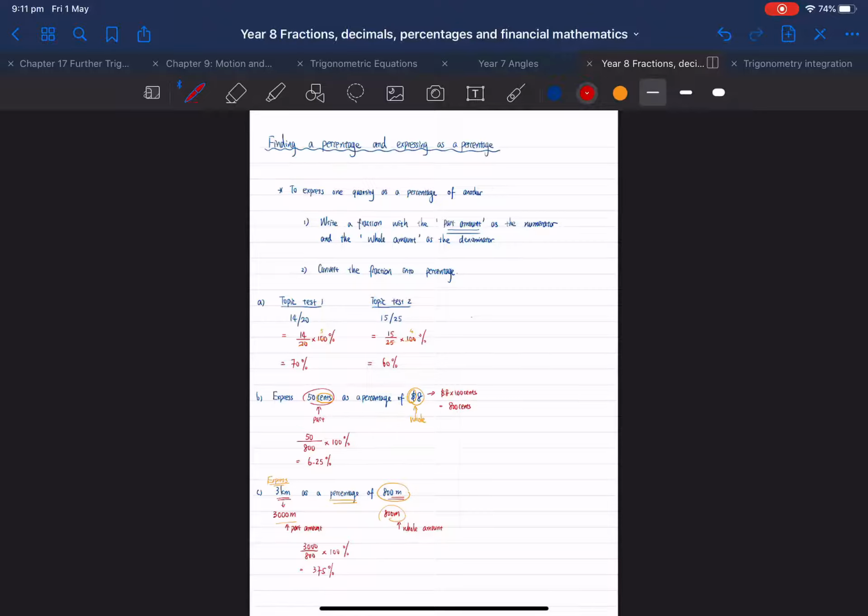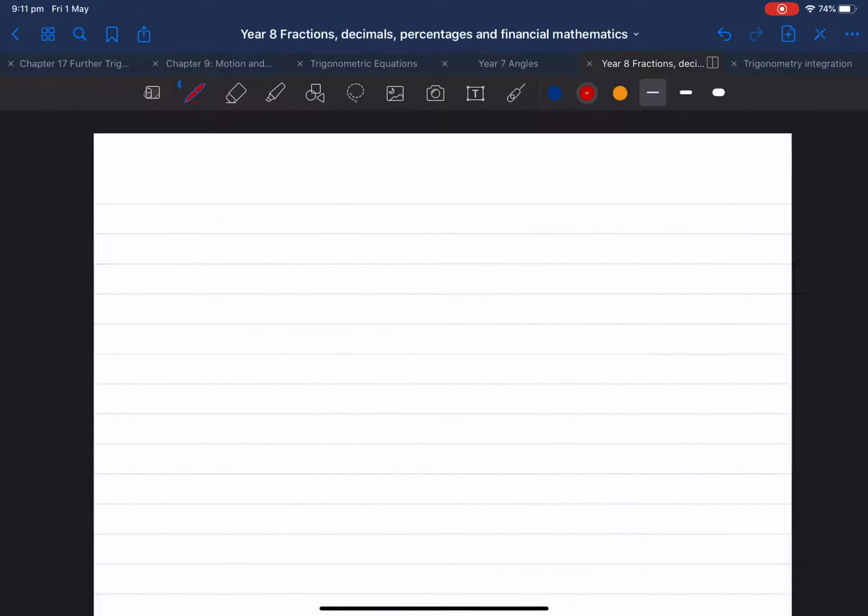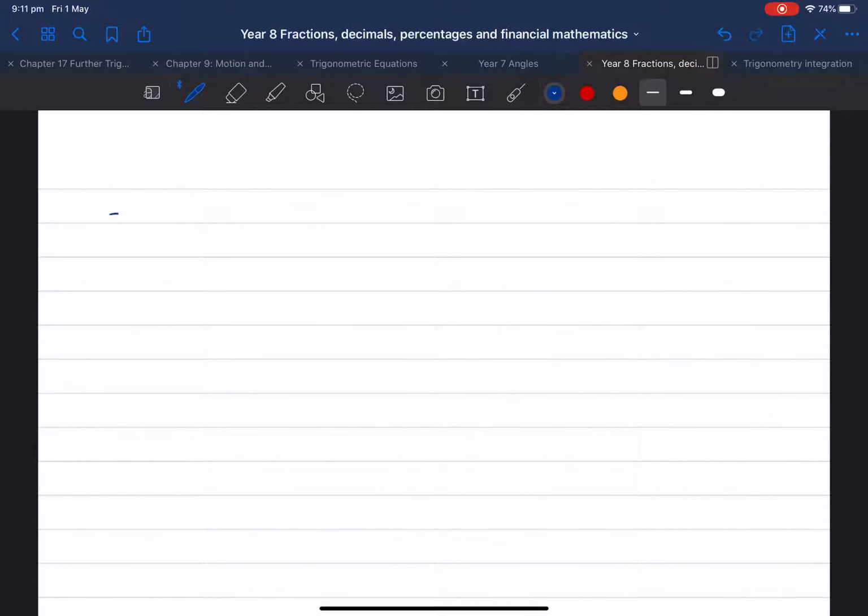Okay, right, the second one is how to find a certain percentage of a quantity. So that's the second point of this lesson. How to find a certain percentage of a quantity.